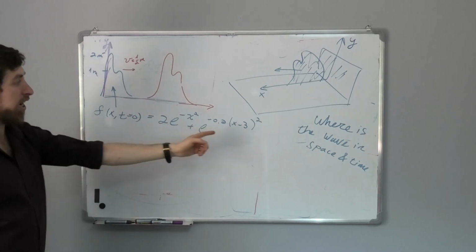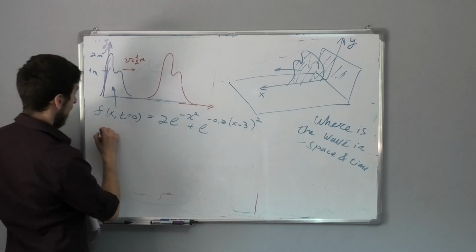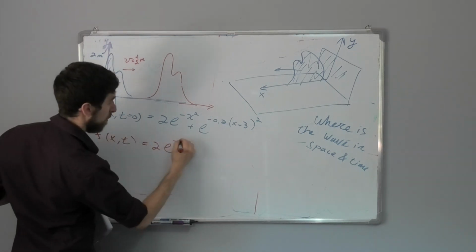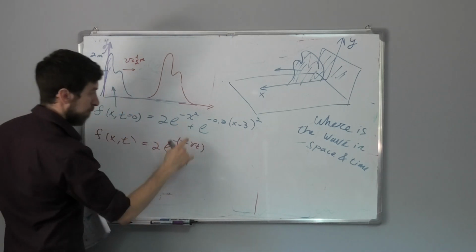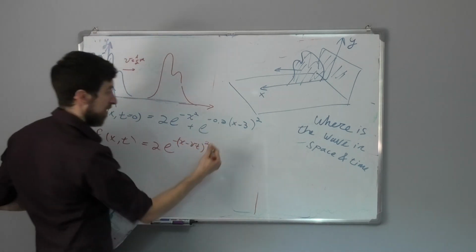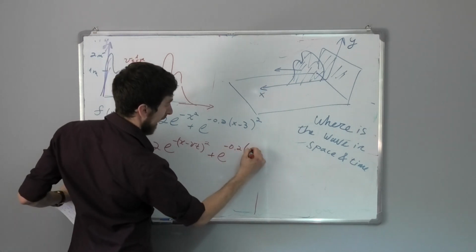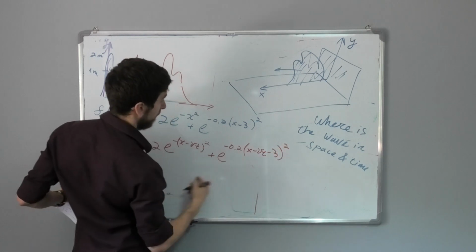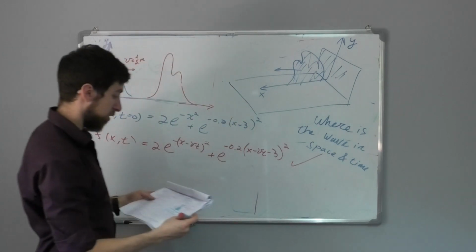We just need to change x to x minus vt, so it's going to be f as a function of x and general t equal to 2 exponent minus (x minus vt) squared. Notice, I put it inside the x, so everything is squared, okay? The same thing here, plus exponent minus 0.2 (x minus vt minus 3) squared, okay? Really important. Done. Easy. That's the reason the warm-up was really important to me.